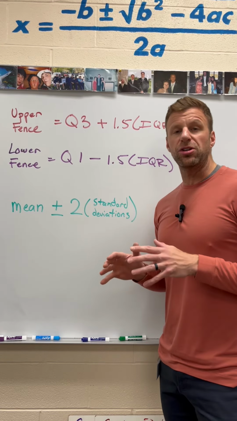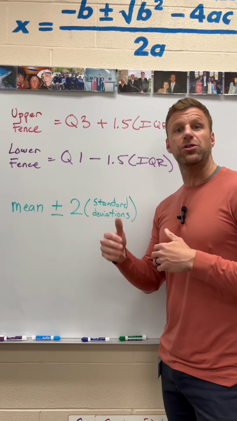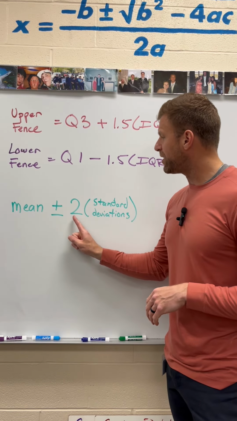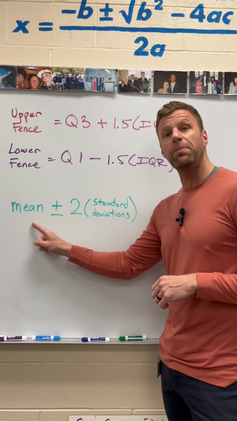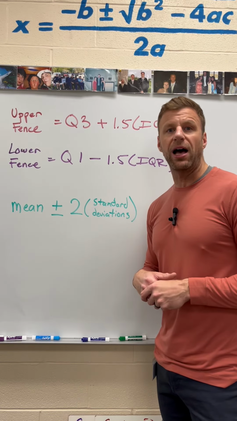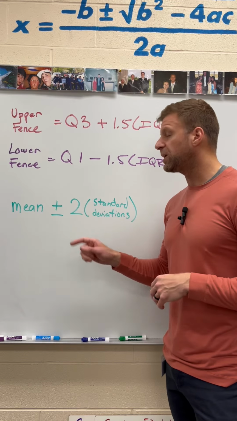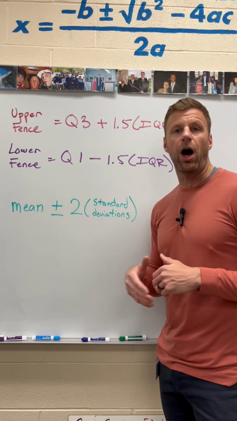The second method you could also use to identify outliers is if you know your mean and your standard deviation. Any value that is plus or minus 2 standard deviations from the mean could potentially be an outlier. Some teachers will maybe even say to stretch that to 3 standard deviations, but typically if you're outside of 2 standard deviations, you're a pretty odd value.